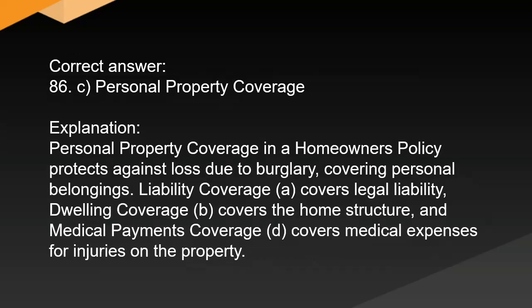Correct answer. C. Personal property coverage. Explanation. Personal property coverage in a homeowner's policy protects against loss due to burglary, covering personal belongings. Liability coverage, A, covers legal liability. Dwelling coverage, B, covers the home structure, and medical payments coverage, D, covers medical expenses for injuries on the property.